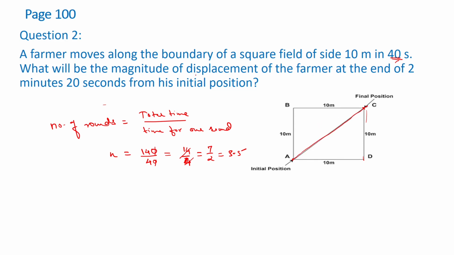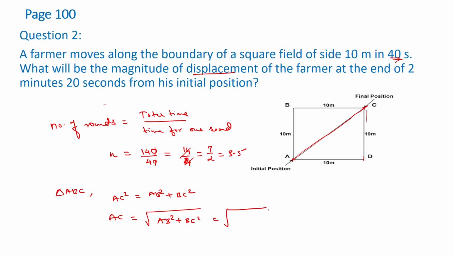So here we have to find the displacement, and displacement is the shortest path between the 2 points. Now we can see how much the distance AC is. We can see here a triangle ABC, and in triangle ABC, AB is 10 meter and BC is 10 meter. So using Pythagoras theorem we can write that AC square is equal to AB square plus BC square. Taking the square root on both sides, AC is the square root of AB square plus BC square.